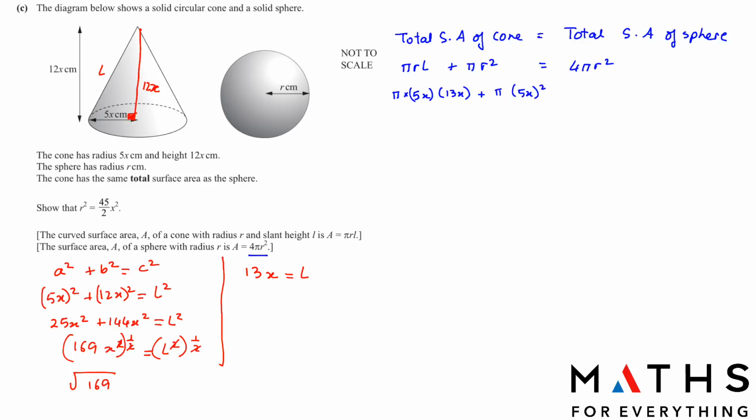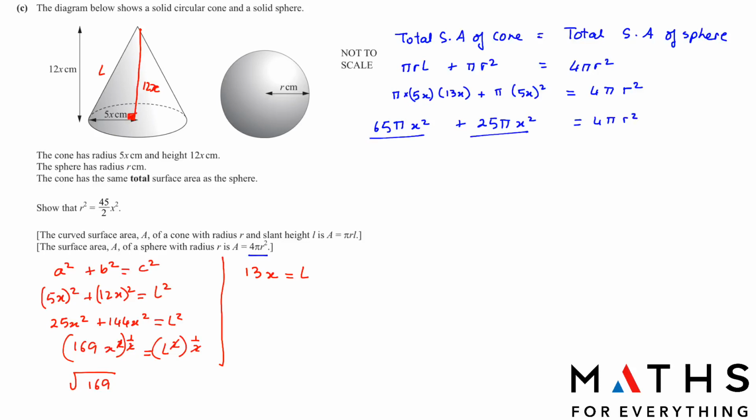Remember to put a bracket and the square out. On the right hand side, we don't have to change anything because our radius is r. So we leave it the way it is. This will give us 5 times 13 is 65 pi x square. And 5 times 5 is 25 pi x square.